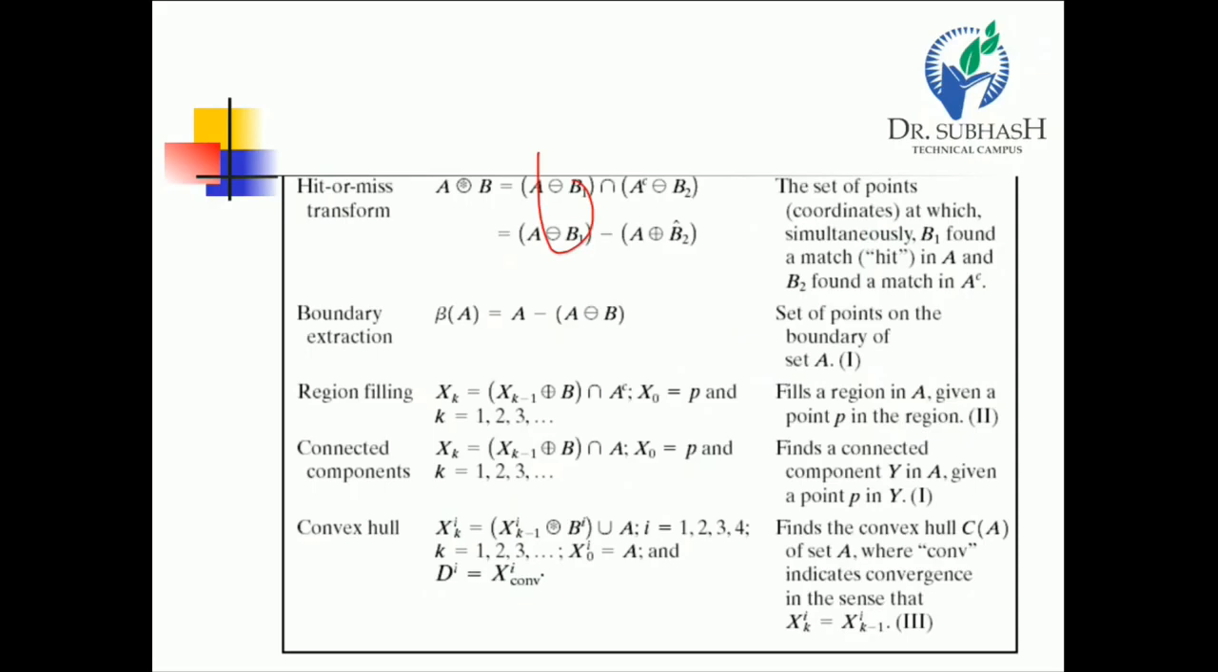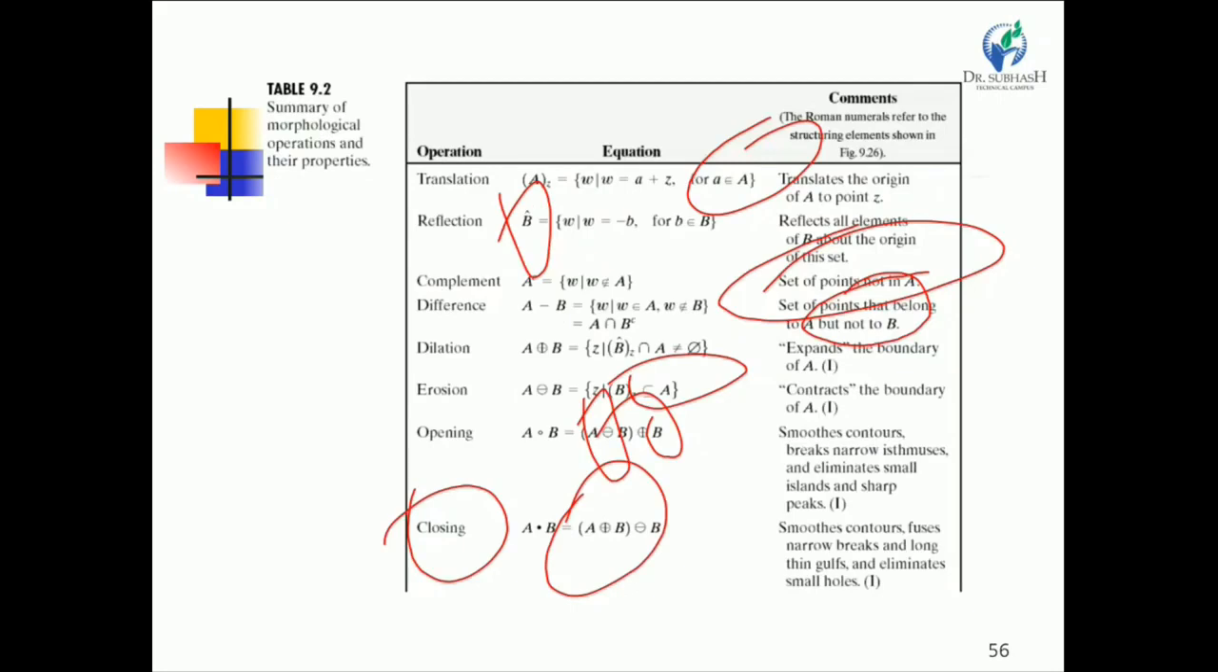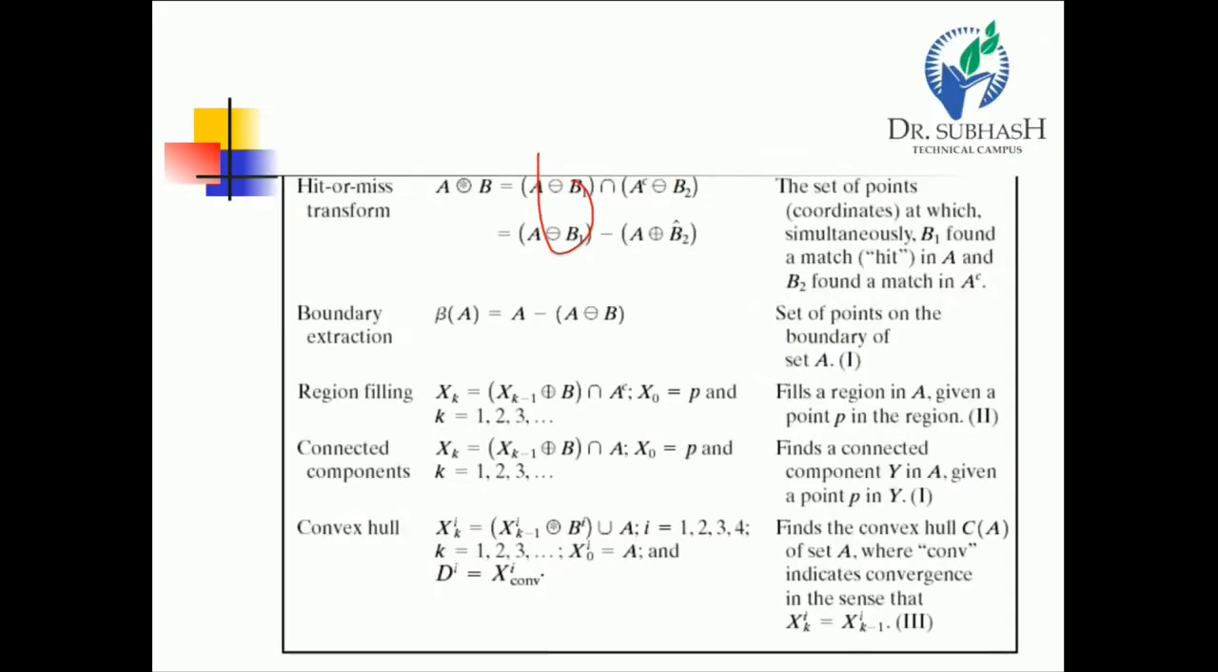A erosion with B1, intersect with the resultant term of the complement of A erosion with B2. Now the boundary extraction, beta of A, is A difference the result of A erosion with B. Now boundary region filling is X of k, that is X of k minus 1 dilation with B and the intersect with A complement. It fills a region in A, given a point in the region.